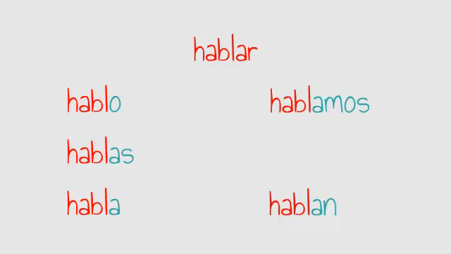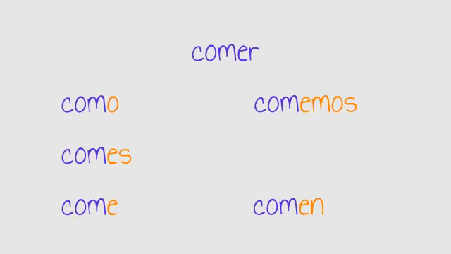But again, the process was you just took off the AR and you were left with your stem, habl. You added O, as, a, amos, an, depending on who your subject is. That's how you work with a regular AR verb. Then you learn that ER and IR verbs basically follow a similar pattern. With a verb like comer, to eat, you take off the ER, you add the endings O, S, E, amos, N. You're left with that stem, com: como, comes, come, comemos, comen. So again, this process was simple. You took off the ER and you added the proper ER verb ending to conjugate it appropriately.